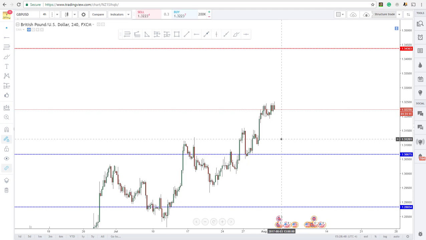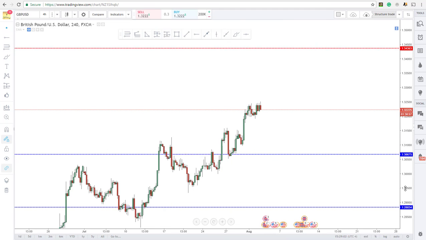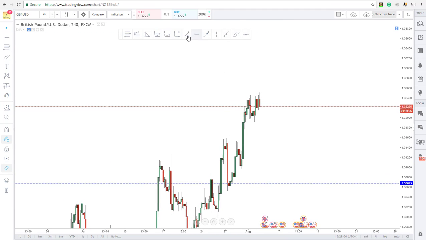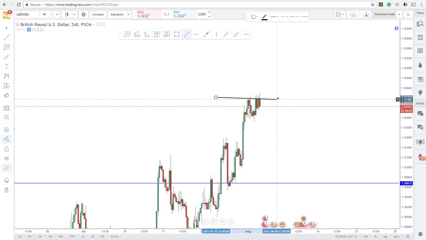And I'm sure there are a lot of traders right now that are looking at this market and going, well, we've just made a double top here.